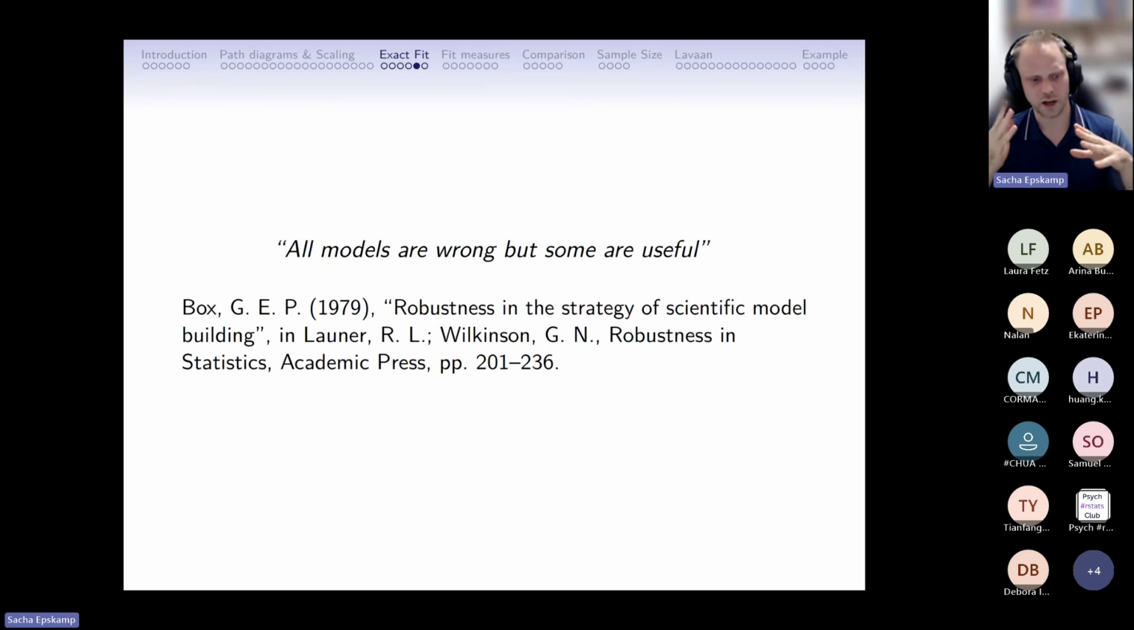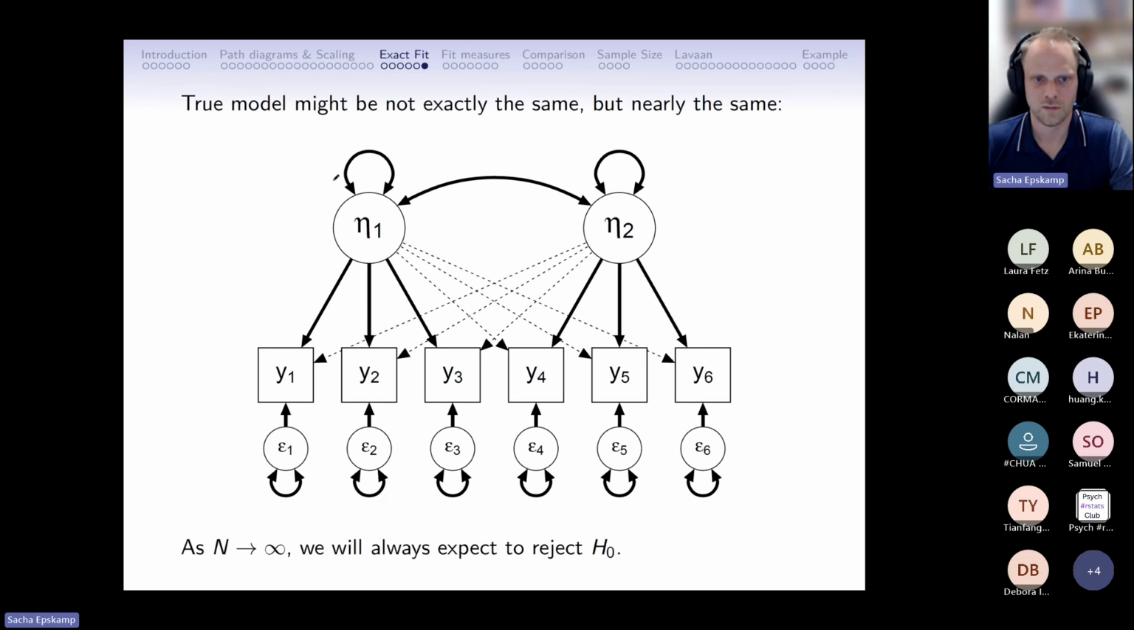It's the same as testing for normality. You do a Kolmogorov-Smirnov test and you get a significant effect. Sure, nothing is actually normal, but normal is still a pretty good approximation. So the true model might not be exactly the same, but it might be nearly the same. Still, if the sample size goes up, we will almost always expect to reject the null hypothesis. So sure, the chi-square test is nice. It allows us to test exact fit. We should report it, but at the same time, we should expect that it's going to be significant, so that we reject it.